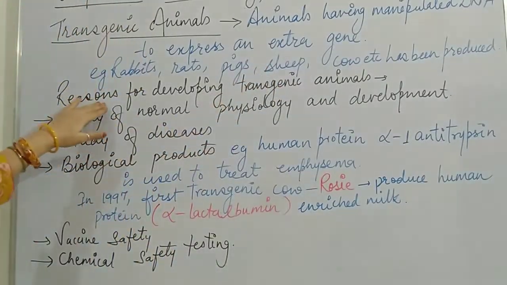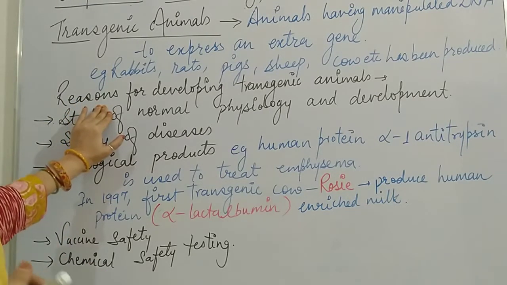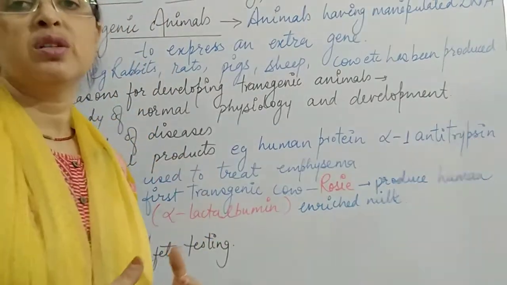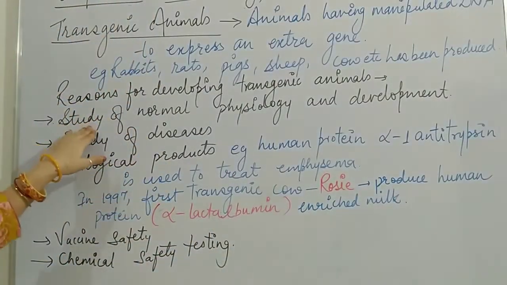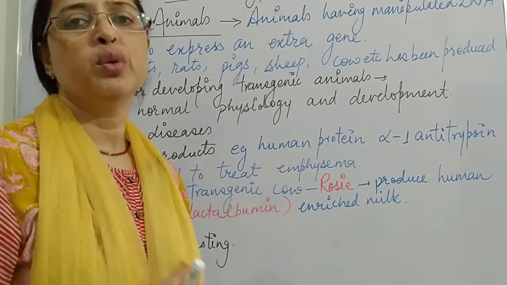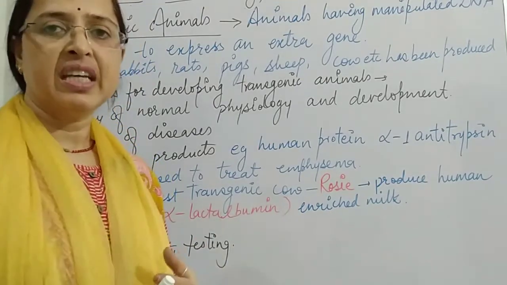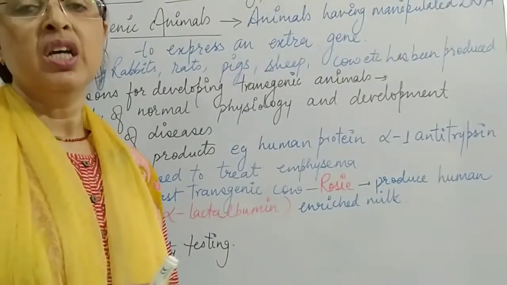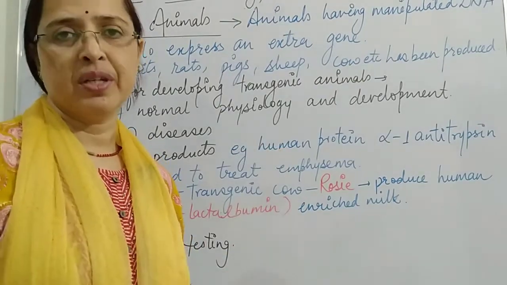So now, reasons for developing transgenic animals. What was the basic reason behind the development of these transgenic animals? Why do scientists work to produce transgenic animals? Here are a few reasons, just have a look. First is the study of normal physiology and development, meaning how the body of an organism works, how the different organs work, and what the role of different hormones in the body is. All this normal functioning is studied by developing these transgenic animals.